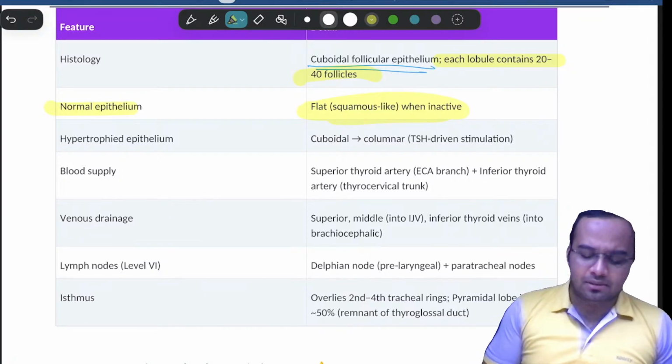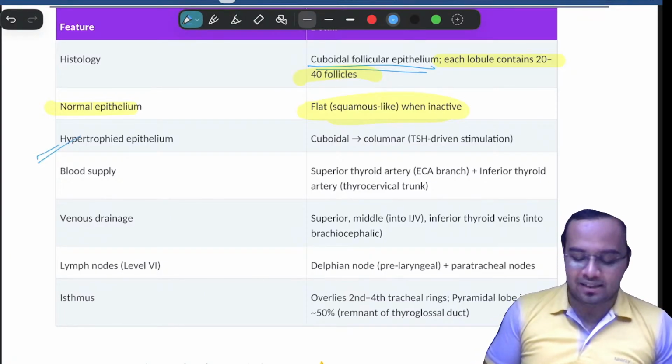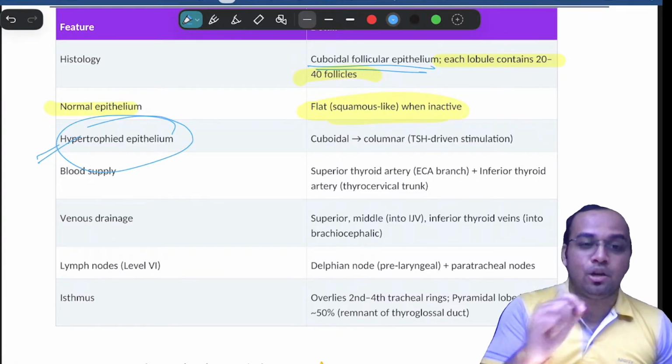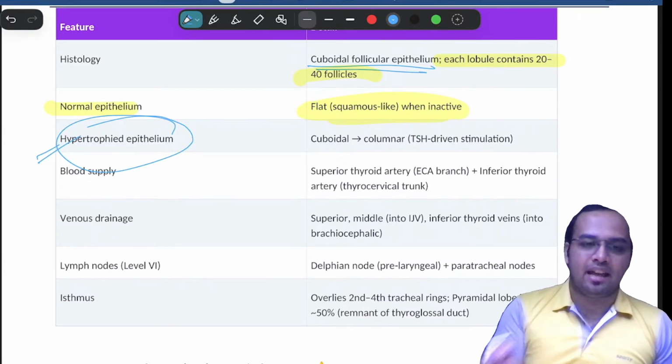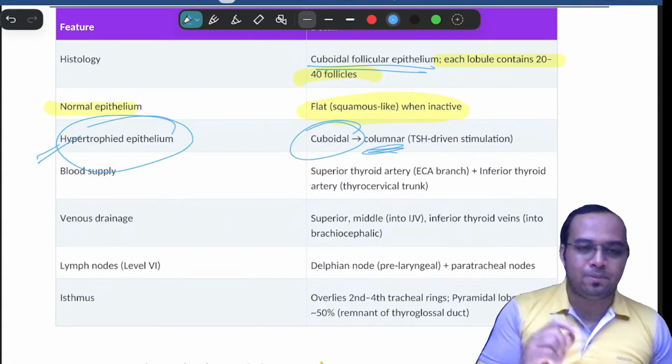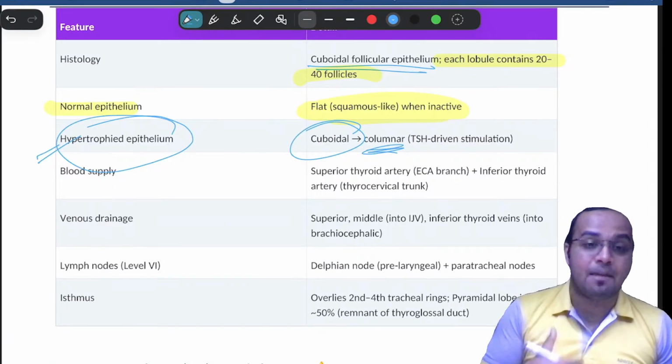But when the gland becomes hypersecretory, in cases of Graves' disease or hyperthyroidism or hyperstimulation because of external TSH or external levothyroxine, it will become columnar. So in a gland biopsy, if it is columnar, it means that the gland is hyperfunctioning.